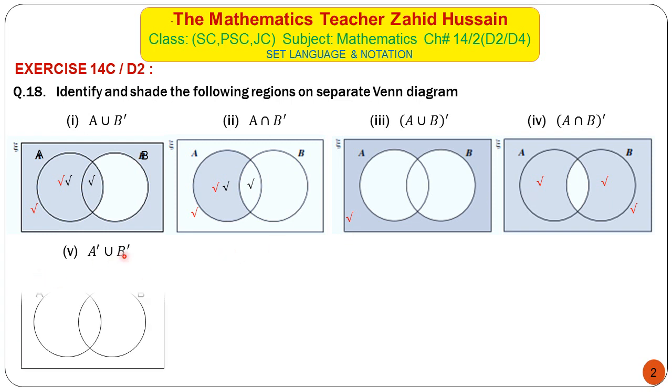Fifth part, A complement union B complement. What are the regions which belong to set A complement? A complement means which is outside this circle A. Outside this circle A is this part of B and this part of the universal set. These two regions. Then B complement is outside the circle B. Outside circle B is this region and this region. Because we are asked to shade the union, meaning those regions which have one tick or two ticks, we will shade this region and this region.